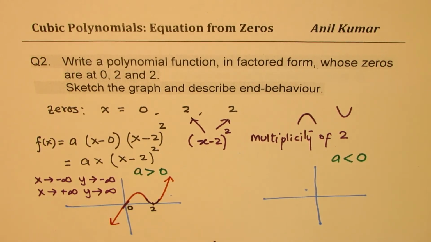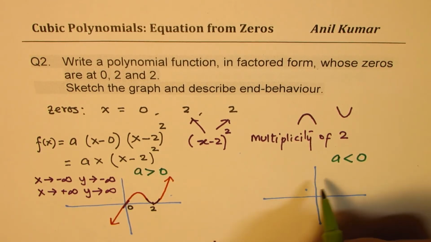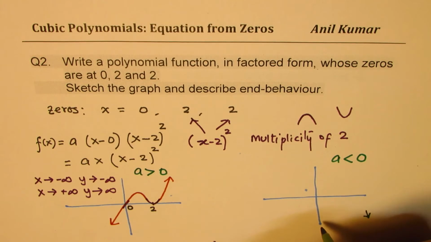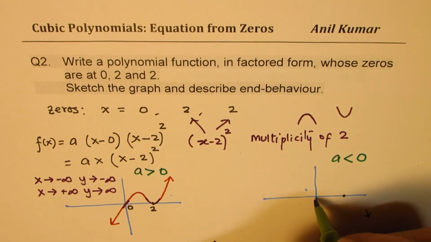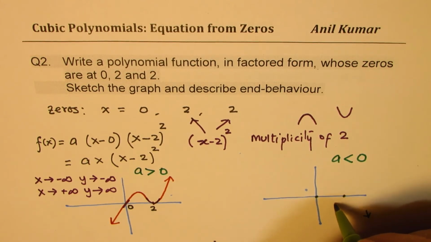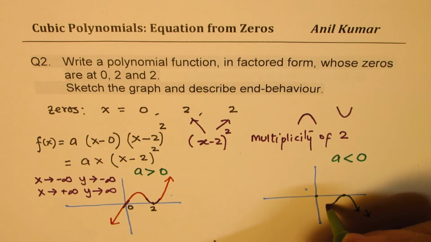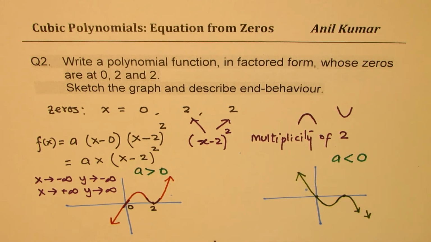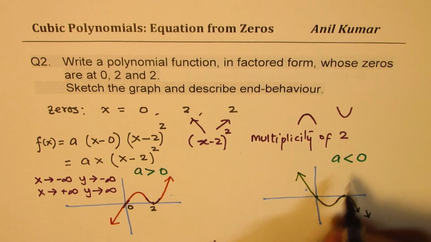However, if a is less than 0, in that case, what happens? In that case, the right side is down, right? So right side is here if a is less than 0. The two zeros we are talking about are at 0 and 2, right? Now here it is going to turn. So this double zero is going to turn, so it is going to be like this. And this is a linear zero. So it will kind of go like this, have a maximum and minimum value in this case, and then go up. So that is how the other graph will be if a is less than 0, right?